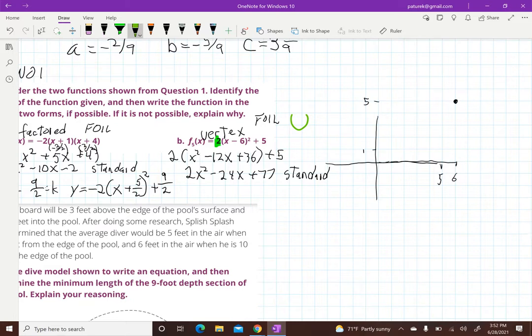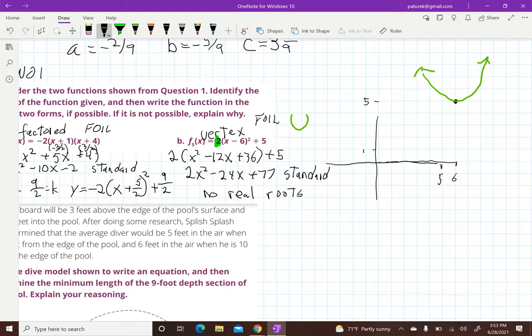And what did I say? This thing is opening upwards. It never touches or crosses the x-axis, and therefore it has no real roots. And if it doesn't have real roots, then you can't write it in vertex form. It's unavailable. Vertex form is only available when it has real roots.